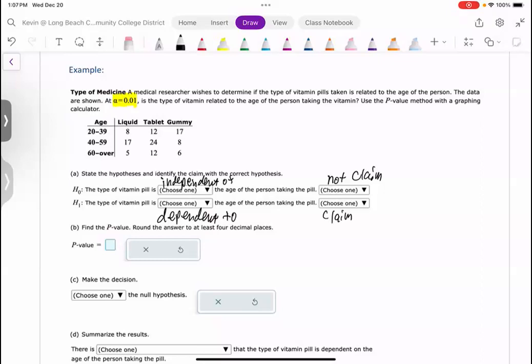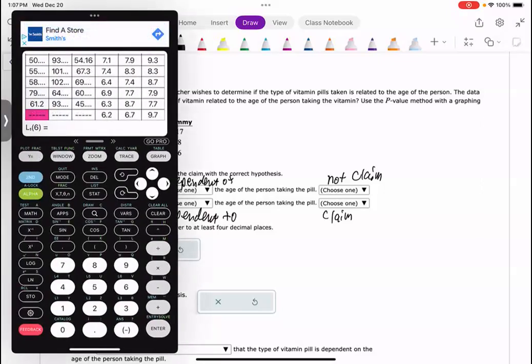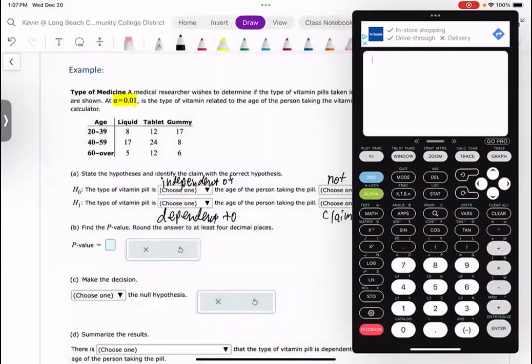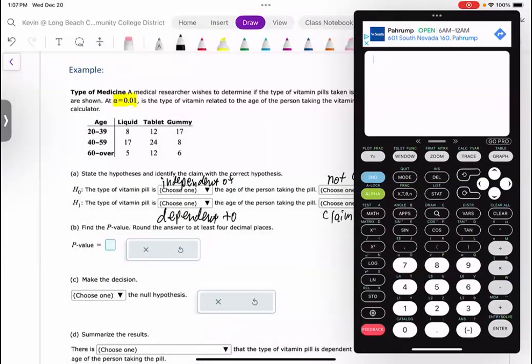And okay, so now we have to figure out how to get this data. Now, we're not going to use the list function in our calculator. We're going to use a brand new function that you may have never used before. We are going to use the matrix function. This is going to be a 3 by 3 matrix. That means there are 3 rows and 3 columns. So our degrees of freedom is 3 minus 1 times 3 minus 1. That's 2 times 2, which is 4.